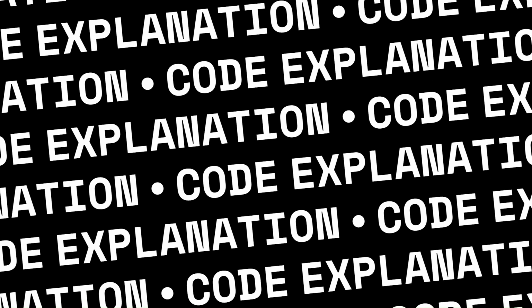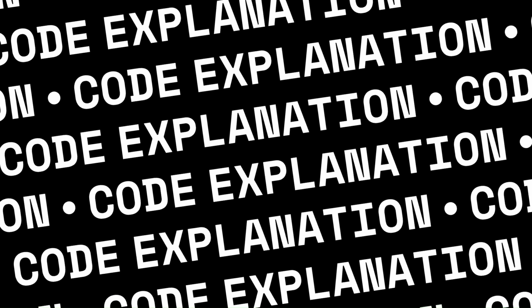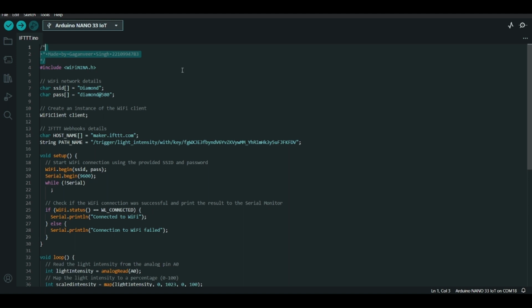Now let's start with the code part. Starting with the comment block. It's always a good practice to attribute your code. It helps others know who the author is. The WiFiNINA library allows modern Arduino boards to connect to the internet over Wi-Fi. This is the magic that enables a device to communicate with online services like IFTTT.